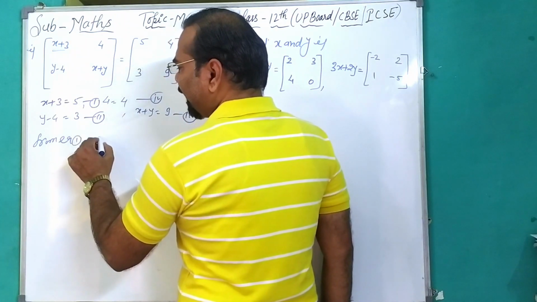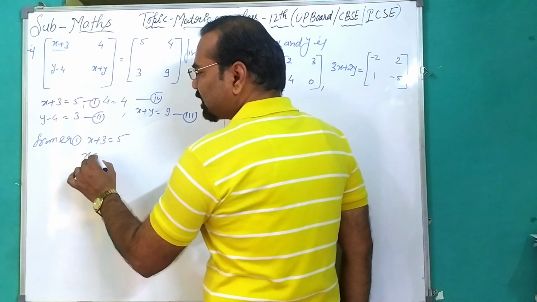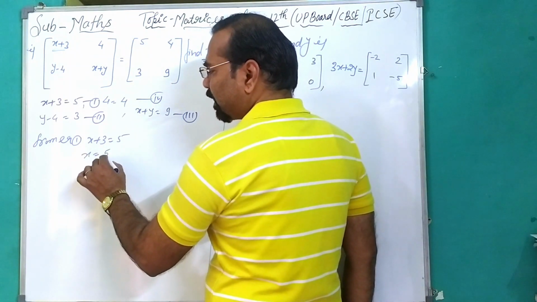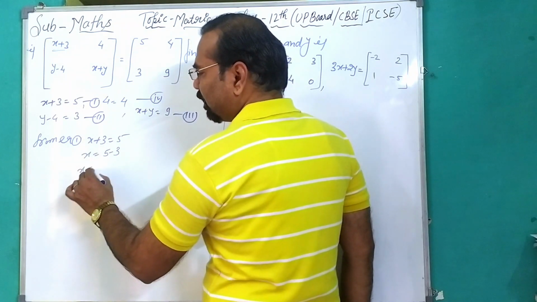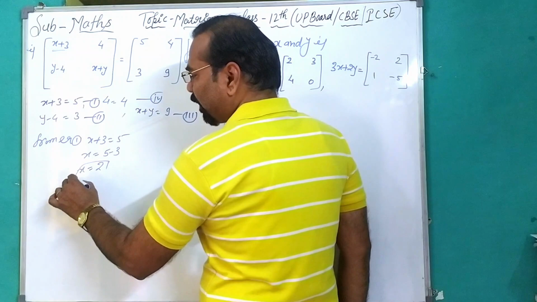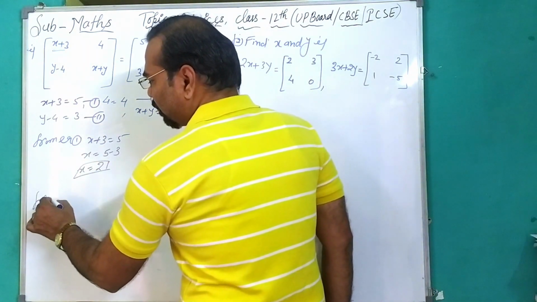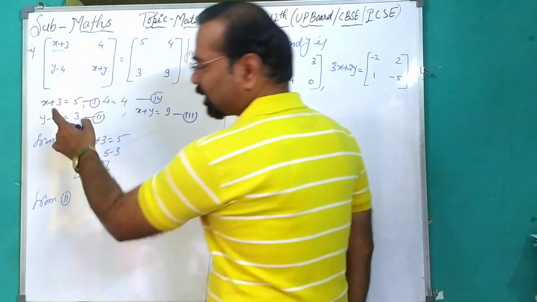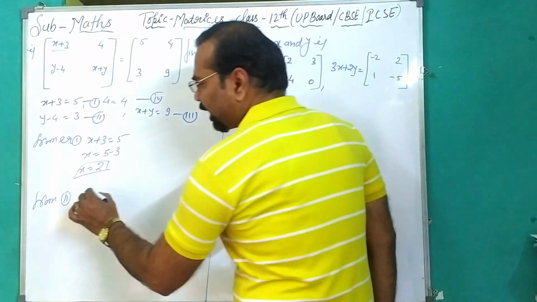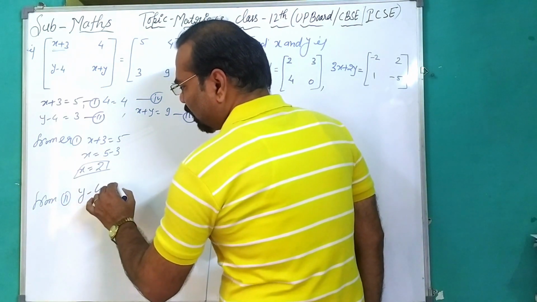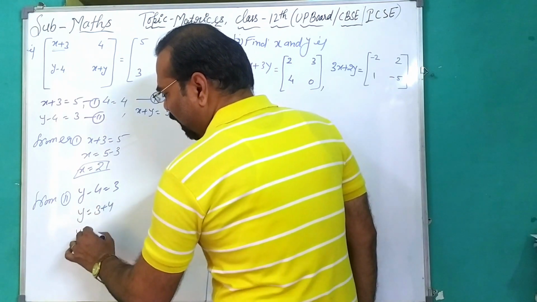So first, using the first equation, x plus 3 is equal to 5. We can find x by transferring: the plus is converted to minus. So x is equal to 2. Now from the second equation, y minus 4 is equal to 3, so the value of y is 3 plus 4, that is 7.